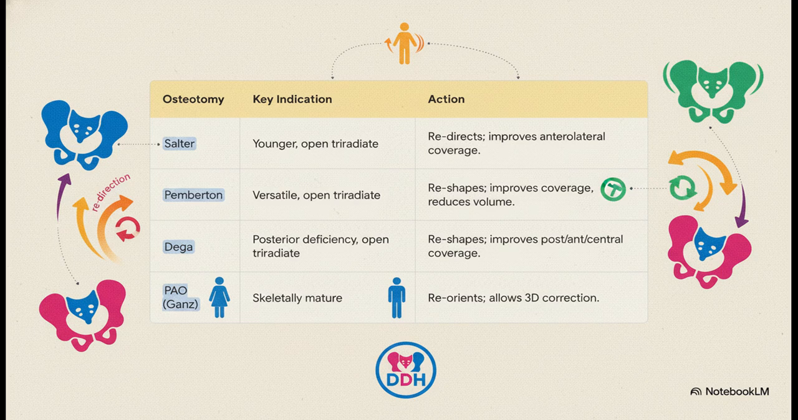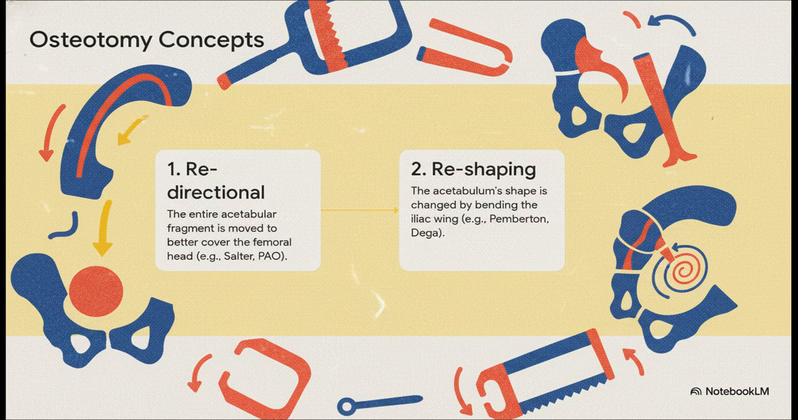But notice the key thing here, the main dividing line, the triradiate cartilage. That's the Y-shaped growth plate in the socket. The Salter, Pemberton, and Dega all need that growth plate to be open, so they're for younger kids. The PAO, on the other hand, is for older, skeletally mature patients where that growth plate has already closed. And crucially, some of these redirect the socket, while others actually reshape it. So let's just make sure that concept is crystal clear, because it's a really important distinction.